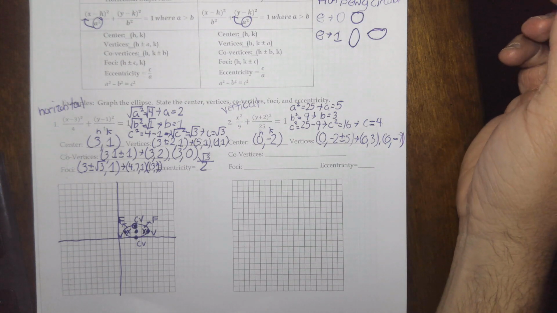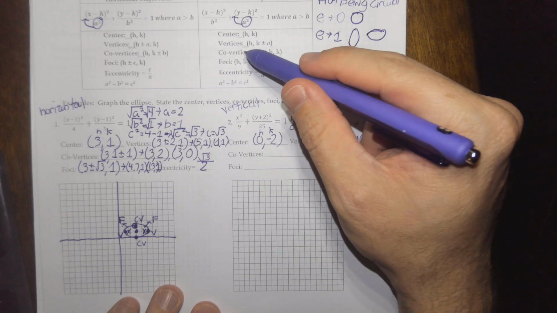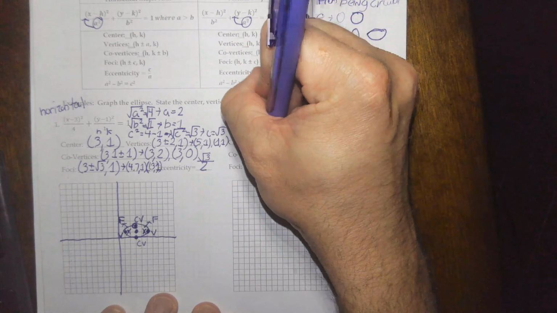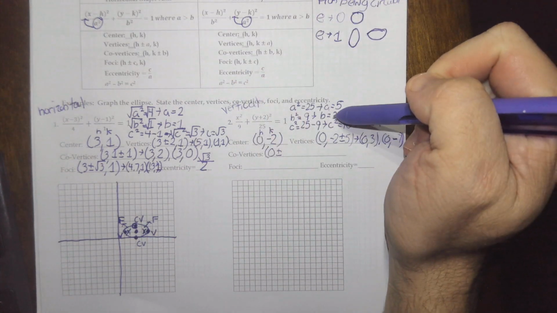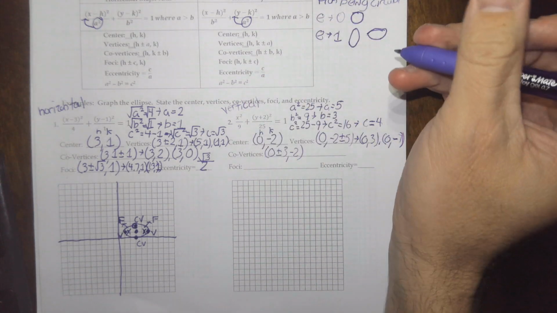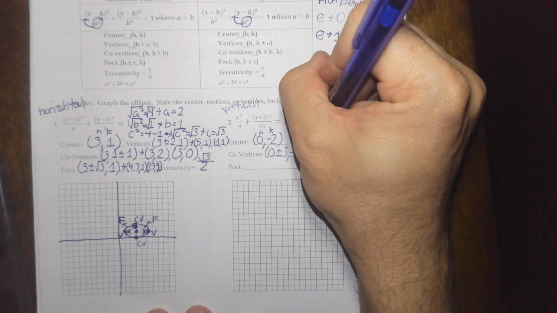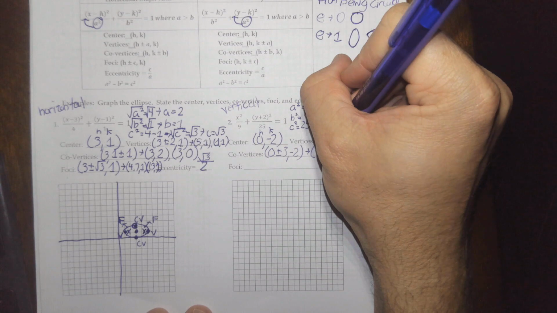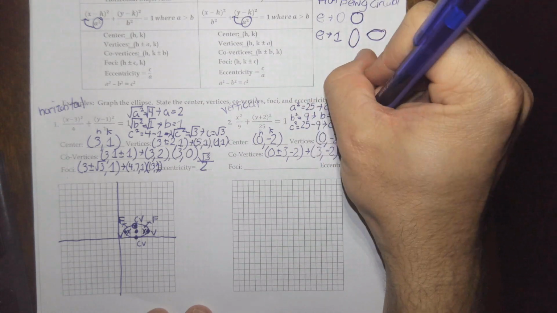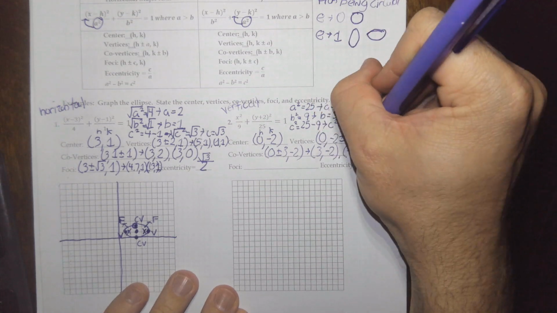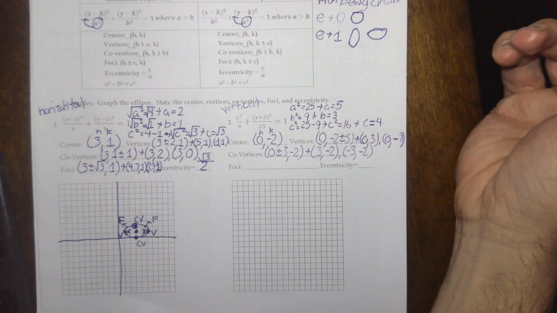Our co-vertices this time, what's our formula for our co-vertices? It's h plus or minus b, comma k. So h in this case is 0, plus or minus, what do we get for b? We got 3, comma k, which was negative 2. If you wanted to come up with the exact 2 points to make it easier to graph, you would just do 0 plus 3, which is 3, and then you don't mess with the k, so (3, negative 2). And then you would do 0 minus 3, so (negative 3, negative 2).